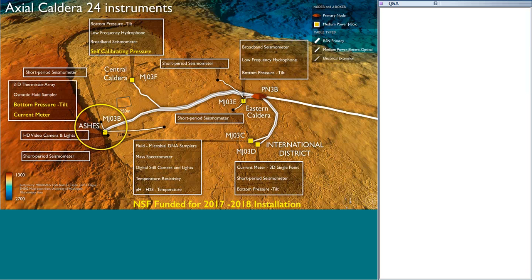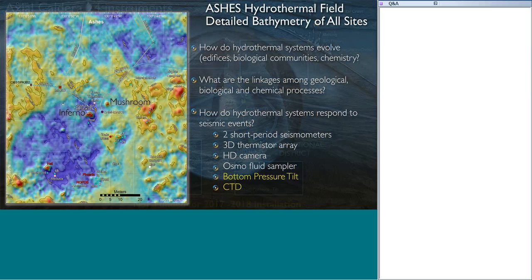So I'll zoom into the ASHES hydrothermal field to show you some of the site characterization data that we have there. It's a relatively small field. So we have mapped all the hydrothermal sites there. Those little red bumps are mostly the hydrothermal mounds. They're small, which makes them easily accessible, about 4 meters high or so.